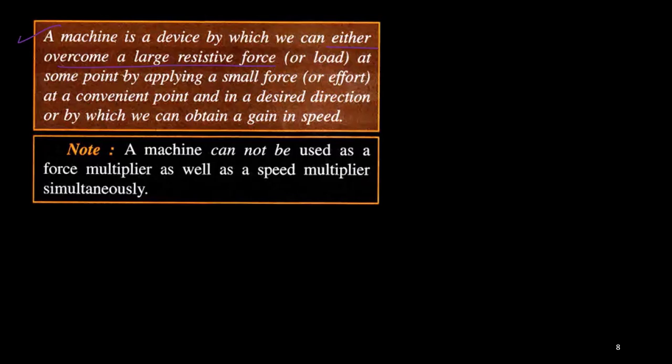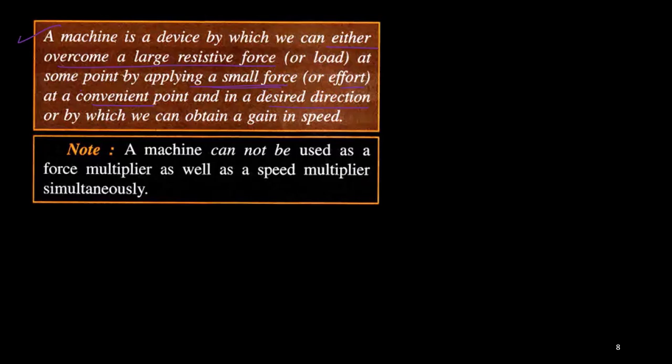At some point, by applying a small force, because as an input I always want to give a small amount of force. It's called the effort. The effort is basically the amount of force that I am applying to the machine, and the machine is basically used to lift the load. So the machine's output, output power, output load, output energy, is basically the load part. That means that much amount of force that we are getting out of this, at a convenient point and in a desired direction.